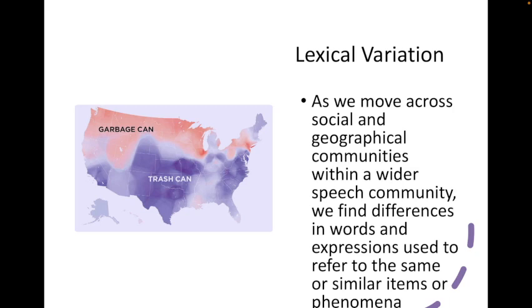We also have lexical variation. As we move across social and geographical communities within a wider speech community, we find differences in words and expressions used to refer to the same or similar items or phenomena. Lexicon, this came from the root word lexicon, means that some of the words we have differ depending on what community or geographical location you are in. So that's lexical variation.